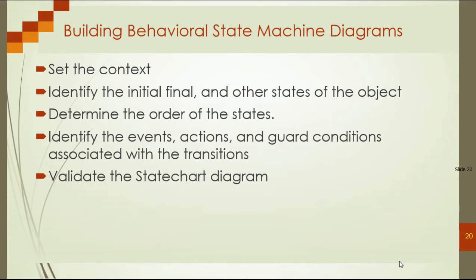Also, the system should have only one state at a time. So each event should lead to one unique state. That's why we say we cannot have two states at the same time. It's only one state at a time. That means we cannot have the same event leading us to different states.